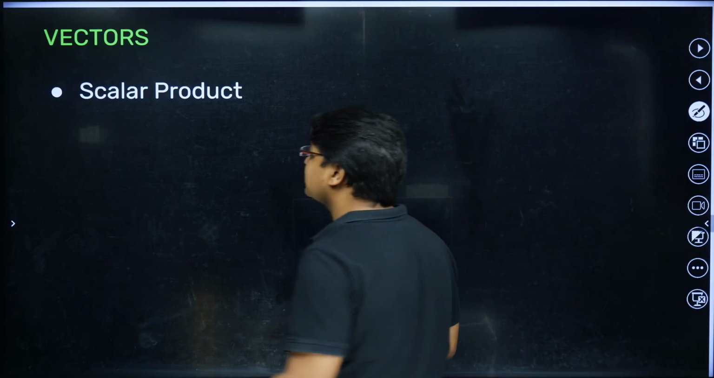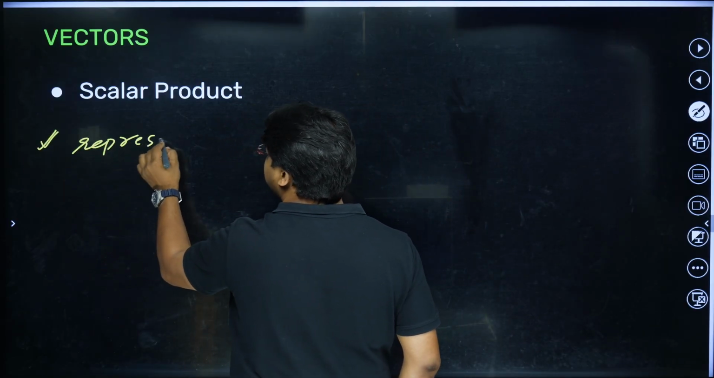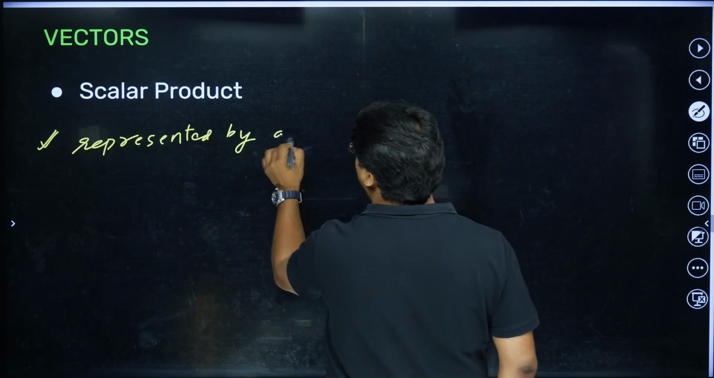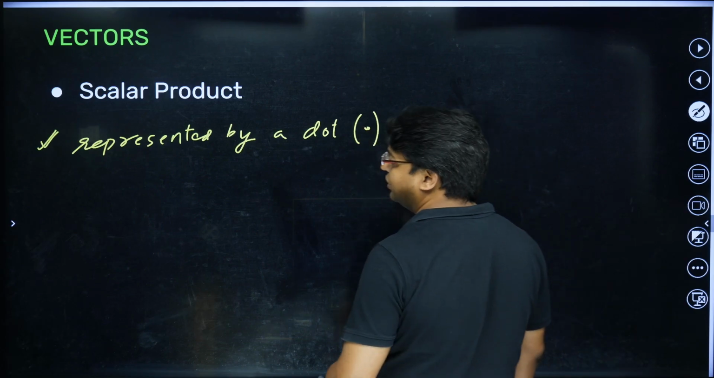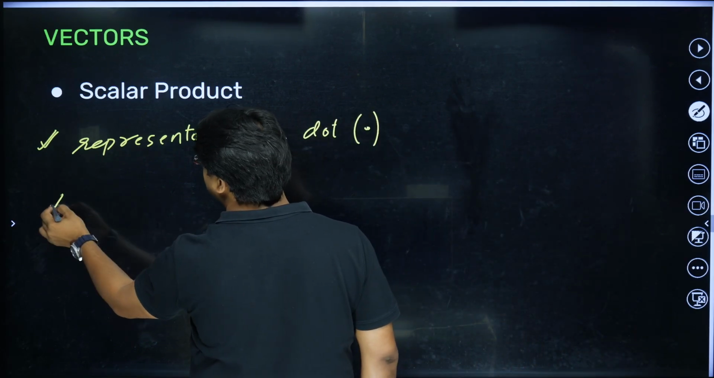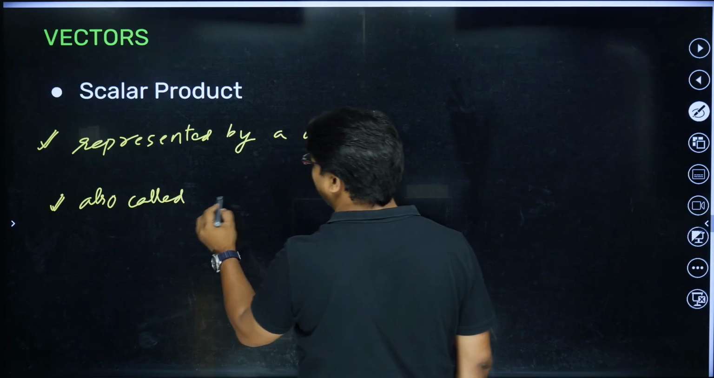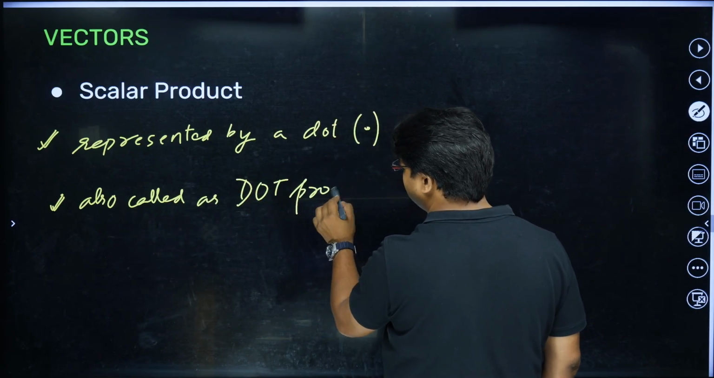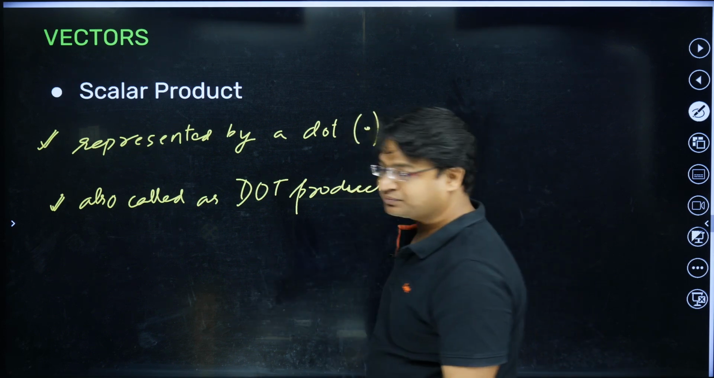First of all, let's talk about how we represent the scalar product. It's represented by a dot, and therefore it is also called the dot product of two vectors.